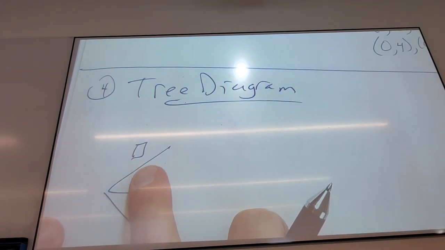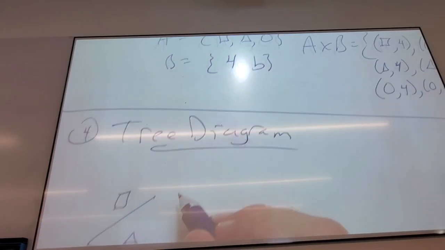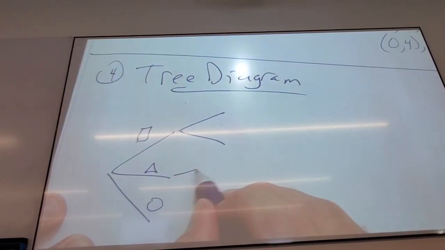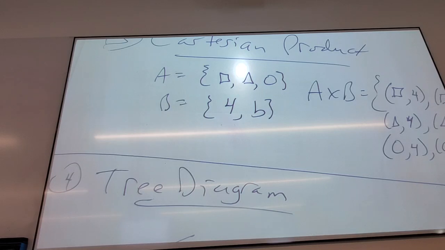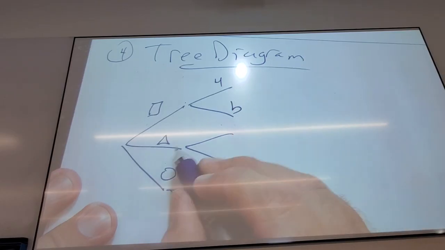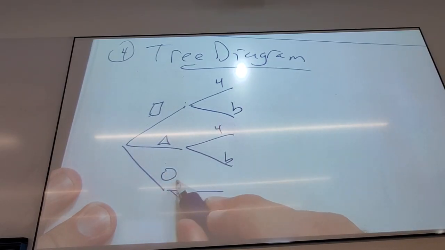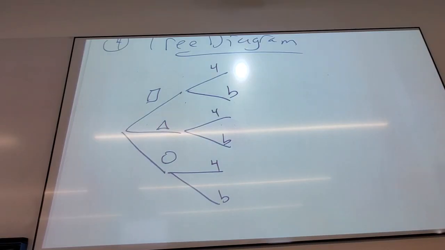After I picked any of those, what could I then pick from set B? What could I pick from set B? 4 or B. So if I picked a square, I could then pick 4 or B. If I pick a triangle, 4 or B. A circle, 4 or B. So does that jibe with what you remember?